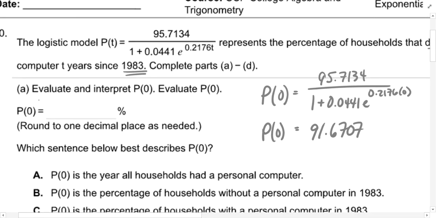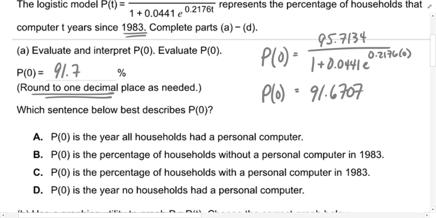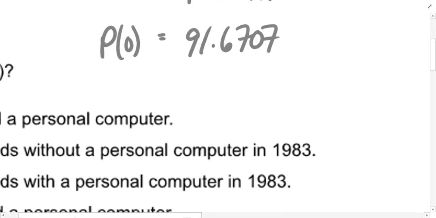We've now evaluated this expression, 91.6707, although the instructions do say to round to one decimal place, and so we'll call this 91.7, making sure to follow those instructions there. 91.7 seems good. Now, what does that mean?